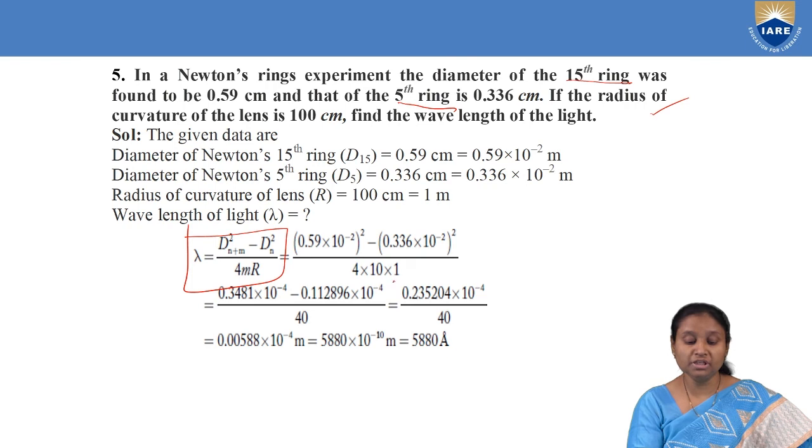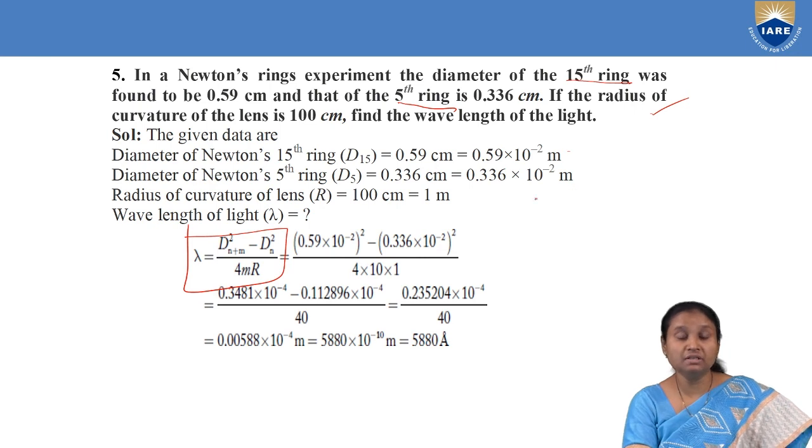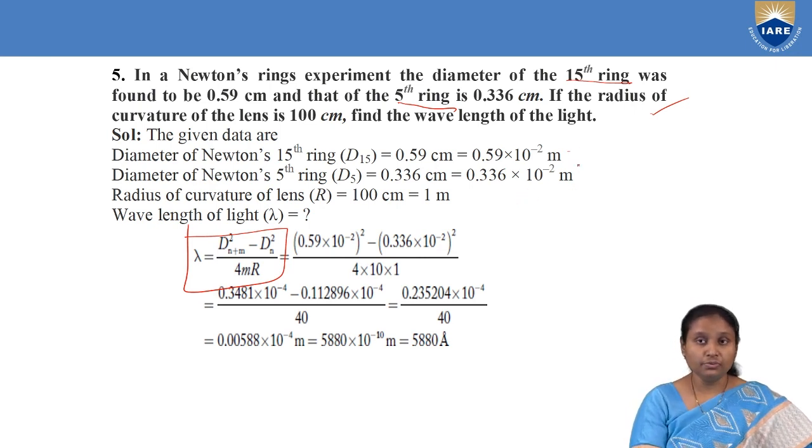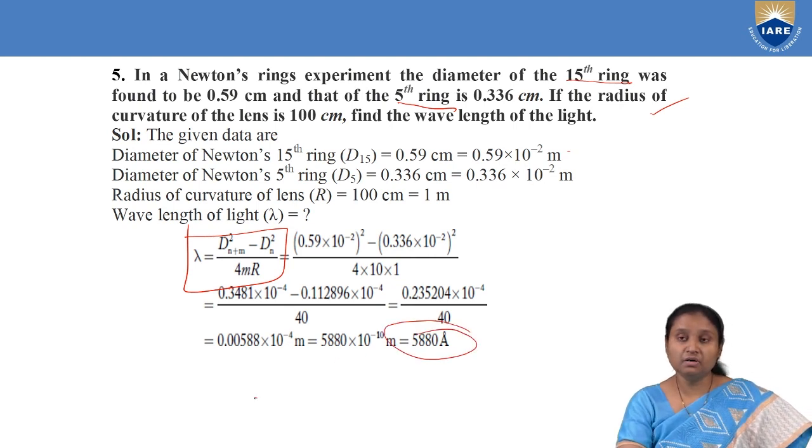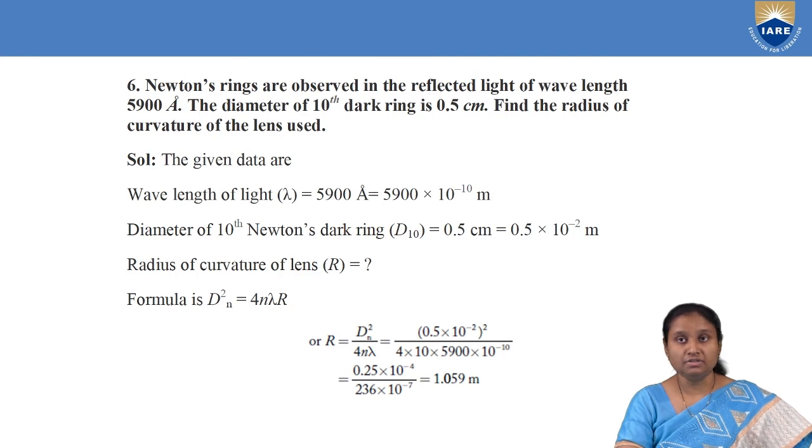If I convert into meters, it will become 1. I have also converted the diameters of the 15th and 5th ring into meters. What is that conversion? 1 centimeter is 10 to the power of minus 2 meters. So if we do it and substitute, then we get our lambda value to be 5880 angstroms.